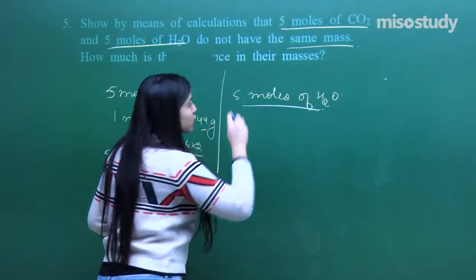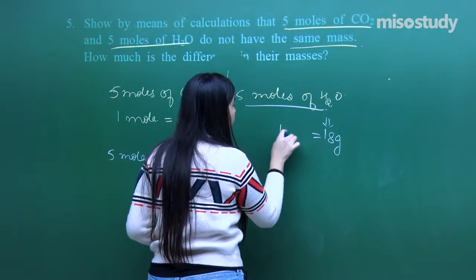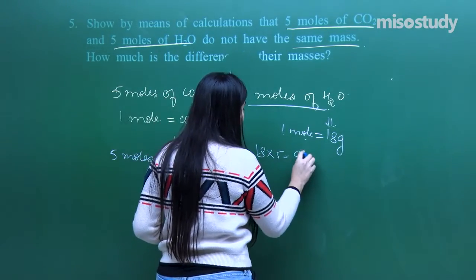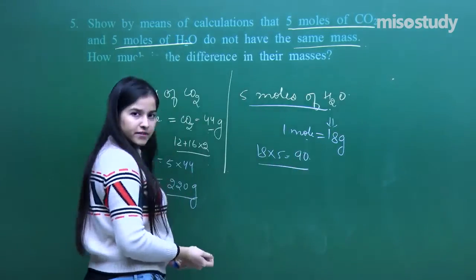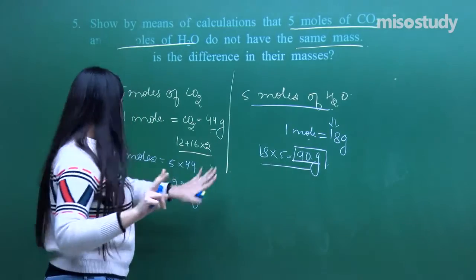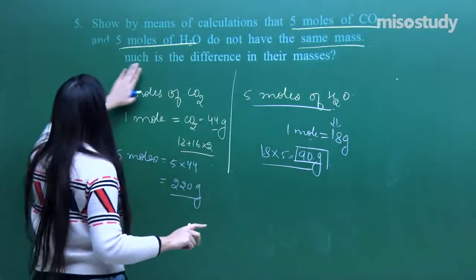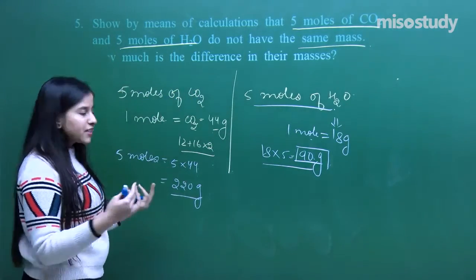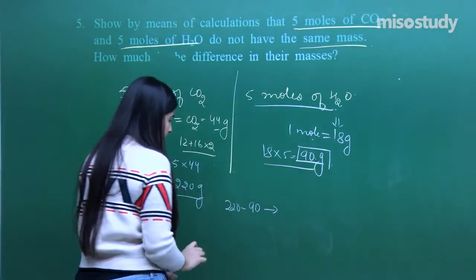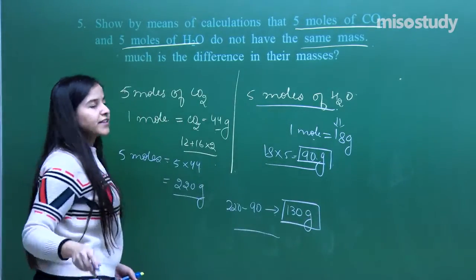Fine. 5 moles of water. Now, what is the molar mass for water? We just calculated it. 18 grams corresponding to 1 mole. 5 moles will be 18 5s are 90. Okay. So this is going to be 90 grams. Is the mass similar? No, it is not. One is 220, another is 90. So they do not have the same mass. How much is the difference in their masses? I just need to find out the difference. So 220 minus 90 comes out to be how much? It's coming out to be 130 grams. Right? So that is the answer.